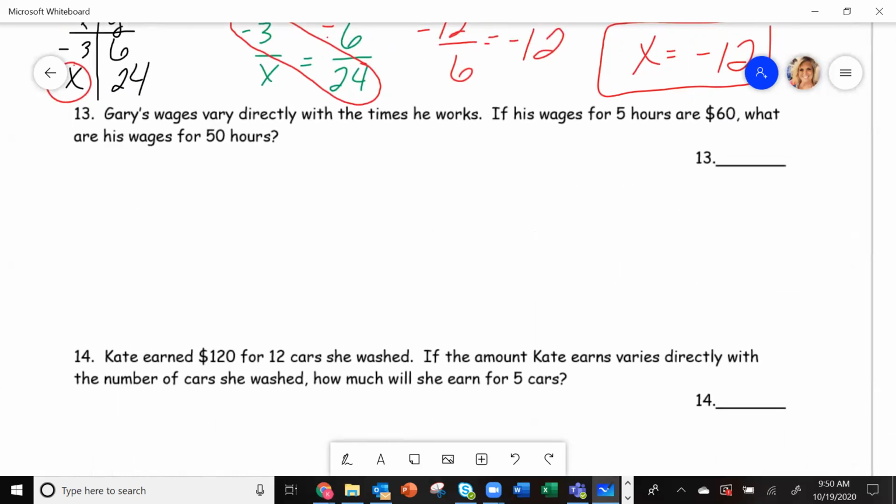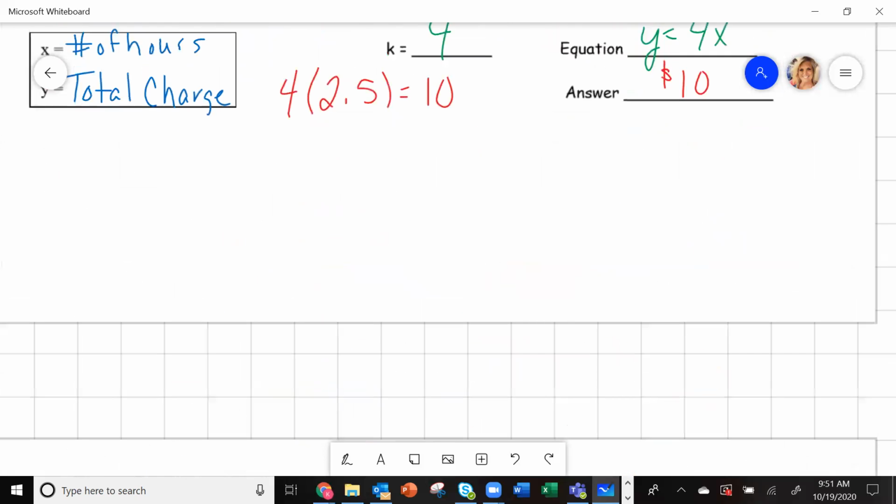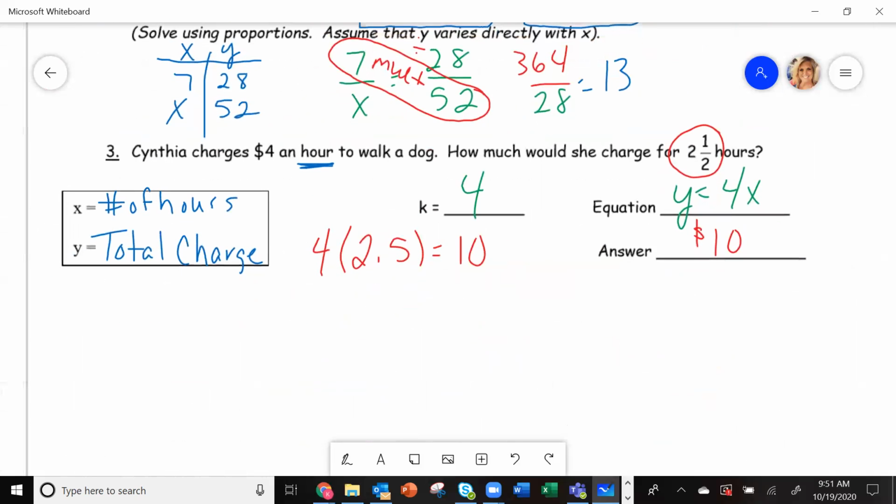All right, so let's think about what we did. Let me pull up the other notes. When Cynthia charges $4 to walk a dog, how much would she charge for 2.5 hours? Remember, what they are charging each hour is your K value. That's your direct variation right here. Then you just multiply it by how many hours they work.